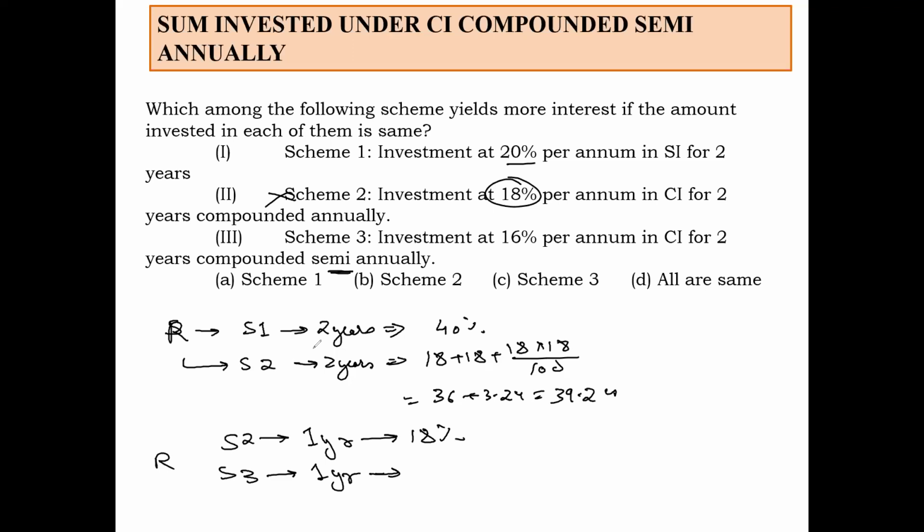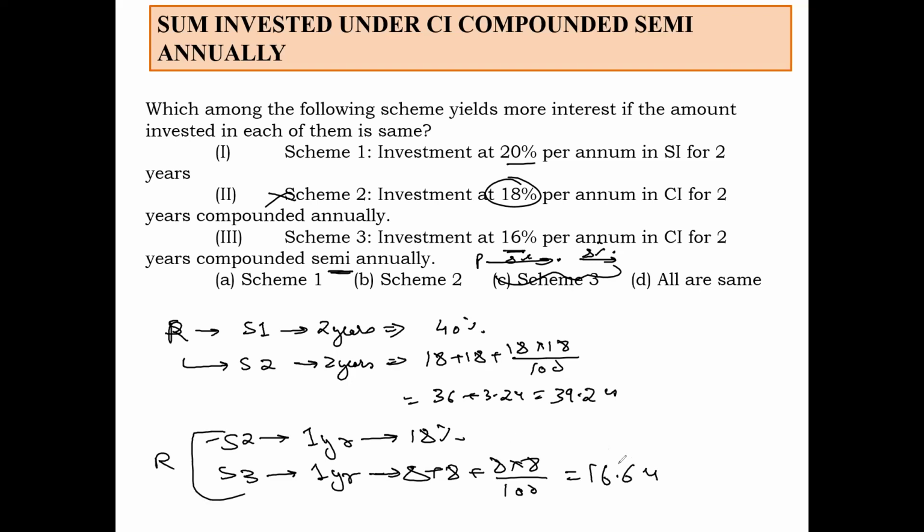So here what I can say is because the rate is 16% per annum and it is being calculated semi-annually, that means the effective rates for each of 6 months will be 8% and 8%. Hence, the overall rate will be 8 plus 8 plus 8 into 8 upon 100. So this will become 16 plus 64 upon 100 or 16.64%.